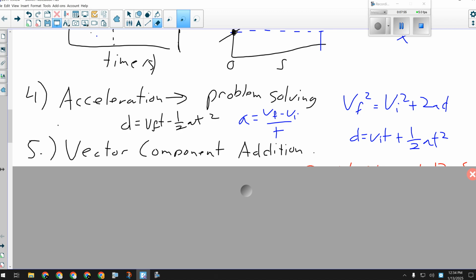Okay, we also have this one. d equals vf plus vi over 2, times t. That's just average velocity times time. All of those were formulas that we went over in the acceleration part.